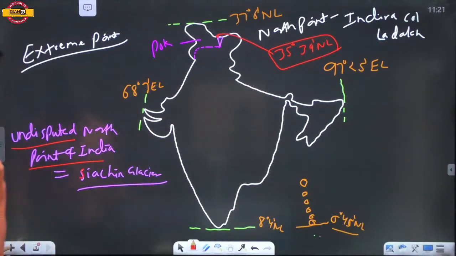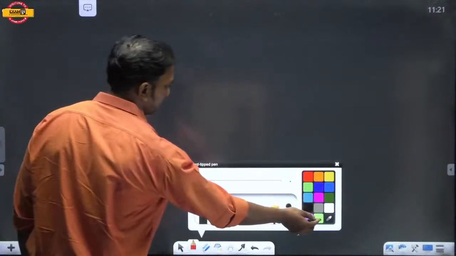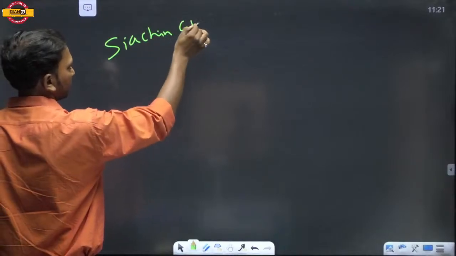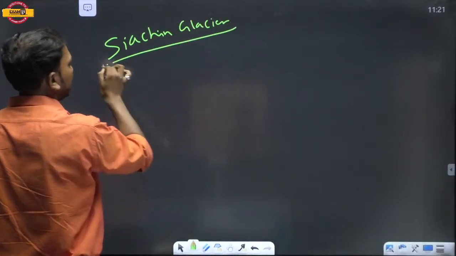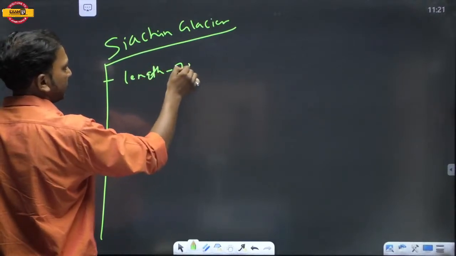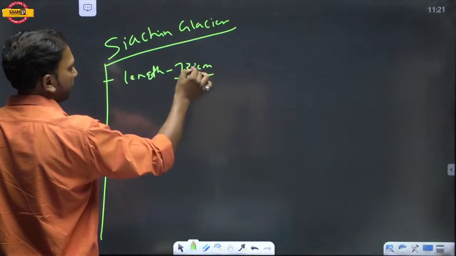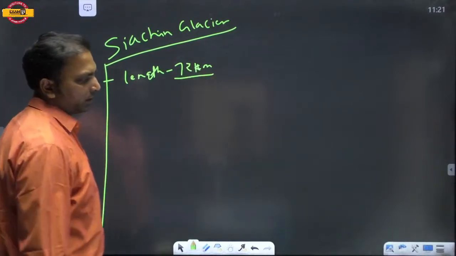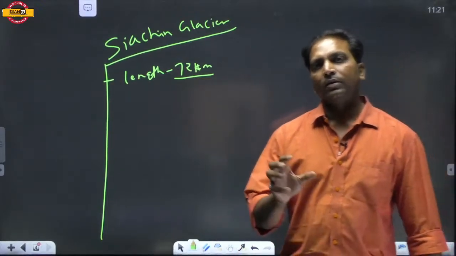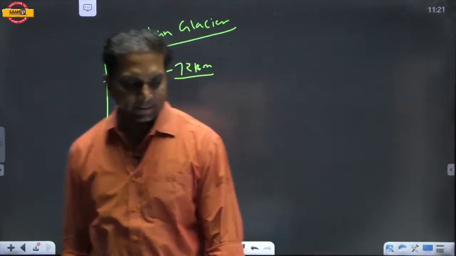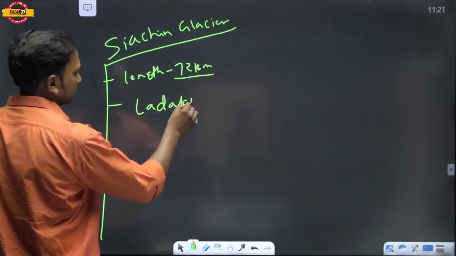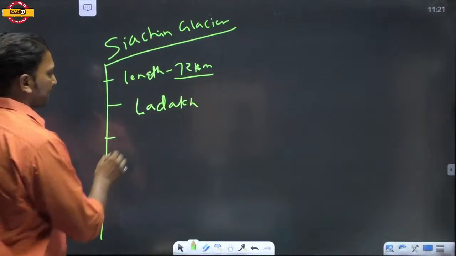So make some points about the Siachen Glacier also. This is very important. Siachen Glacier: length is 72 kilometers in the reference books, but if you search on Google, you can find it is 74 kilometers. It is in Ladakh.